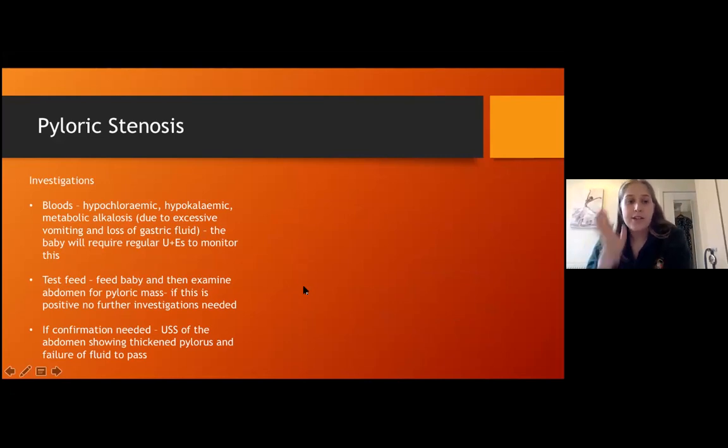You can also diagnose this by using a test feed. So you feed the baby, and then once they've fed, you should then be able to palpate the mass in the epigastrium as this starts to happen. If that's positive, you don't need to investigate any further because that's the only thing that it could be. But if that doesn't show you the result you're looking for, you would do an ultrasound to confirm the diagnosis. It would show you a thickened pylorus, and the fluid wouldn't be passing any further.